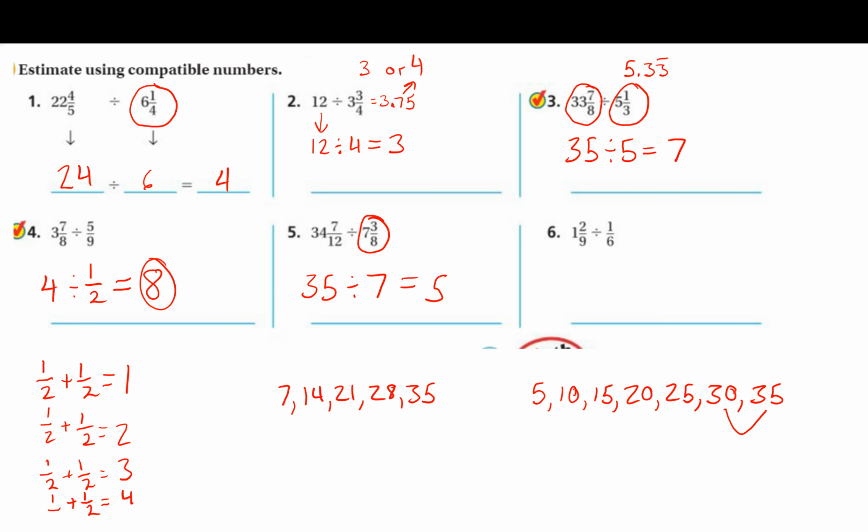All right, let's take a look at number 6. Okay, now here, this is difficult. This is another tricky one because we have 1/6 here, which is closest to 0, but obviously we can't do that. So do I leave it as 1/6, which you can do, or do I make it 1/2? Well, if I make it 1/2, I'm 2/6 away. If I make it 1/6, I'm right on.